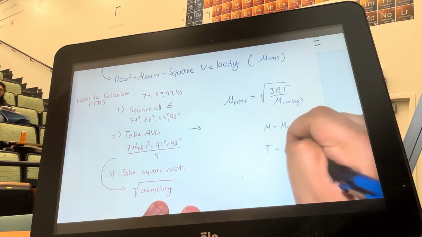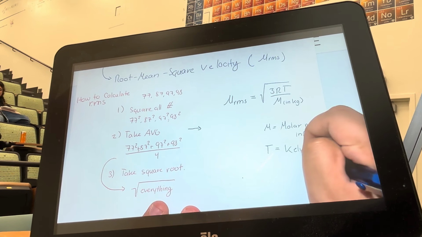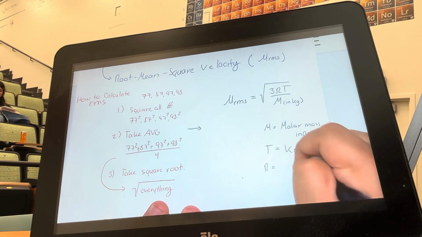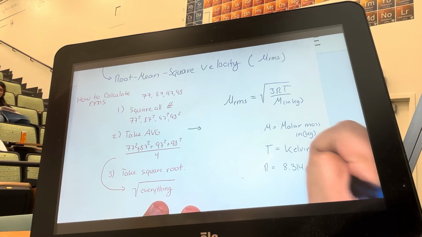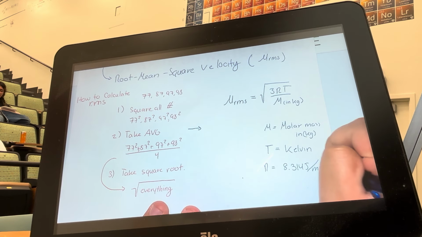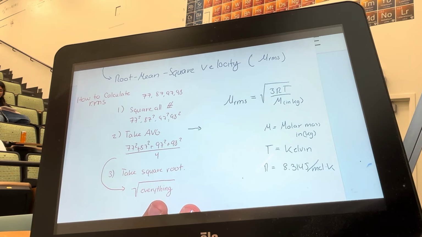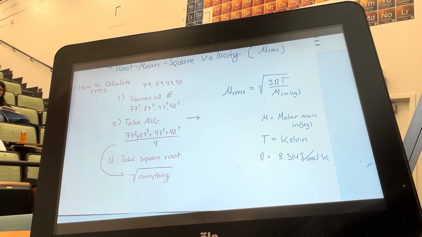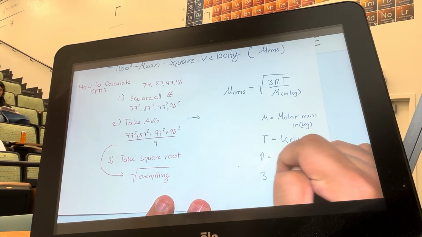Temperature is just Kelvin. R, here's the only other time you're going to use R with this: the joules form of R. And that's it. Those are all your different variables. 3 is a constant.